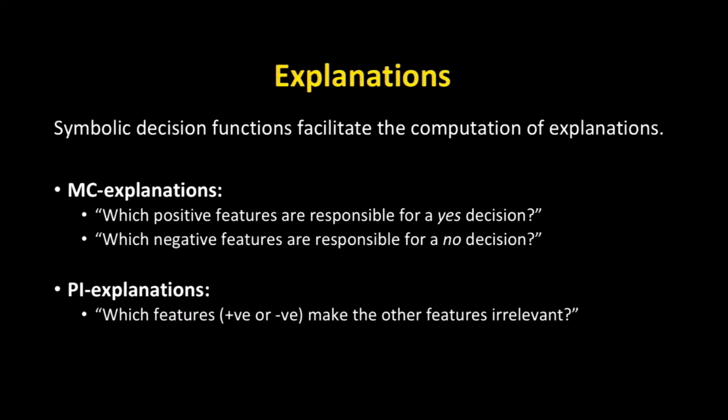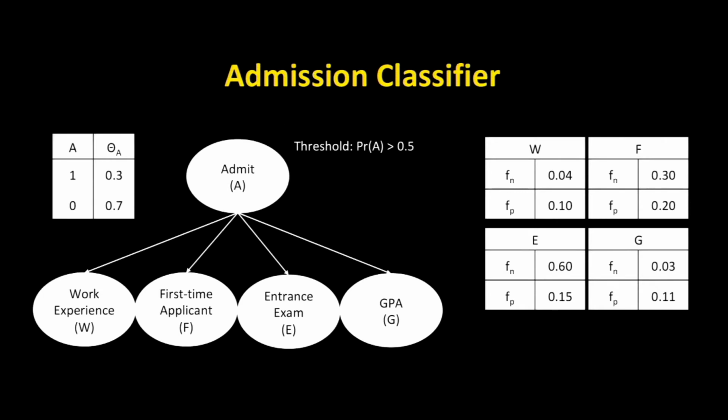So these 4, let's say positive, negative, negative, positive, right? As long as you fix them, vary the others as you wish, and your current decision will not change. We will call this a PI explanation. And we'll see examples of both in just a little bit. And in fact, we'll use this as a running example.